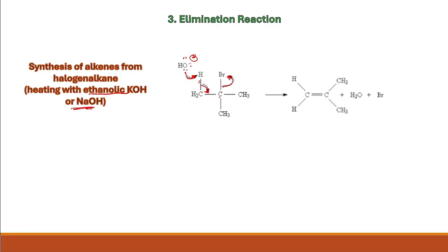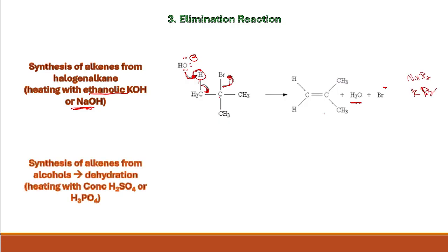So the final product here is going to be your alkene, where a new bond has been formed, and then you have water, which is the OH with this hydrogen, and then you have the bromide ion. The bromide that has left can react with the sodium or the potassium, depending on whether you use sodium hydroxide or potassium hydroxide, to give you sodium bromide or potassium bromide.